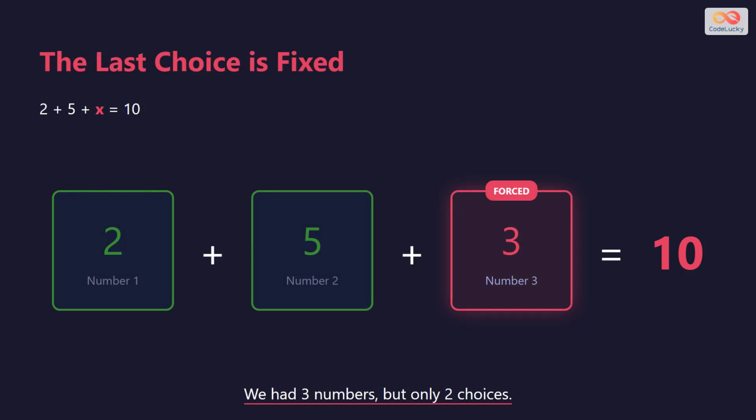Now we come to the third number. The sum must be 10. Since we already have 2 and 5, which sum to 7, the third number strictly must be 3. You have no freedom here. The last value is forced by the constraint. Even though we have 3 numbers in our sample, we only had 2 degrees of freedom.